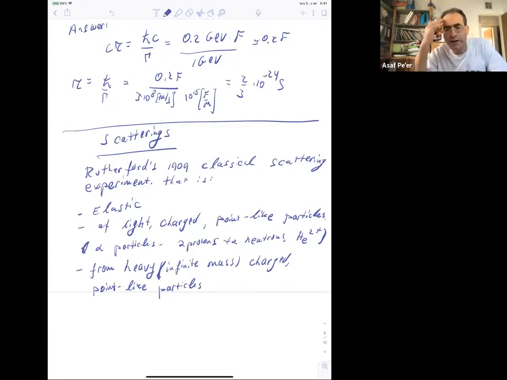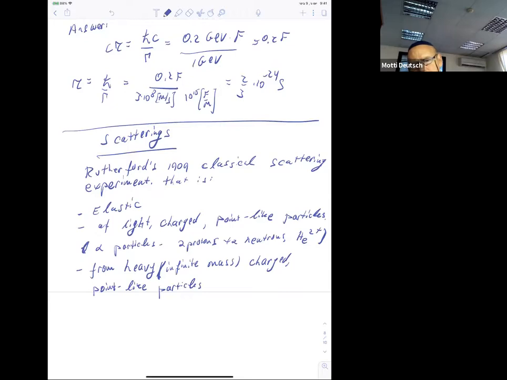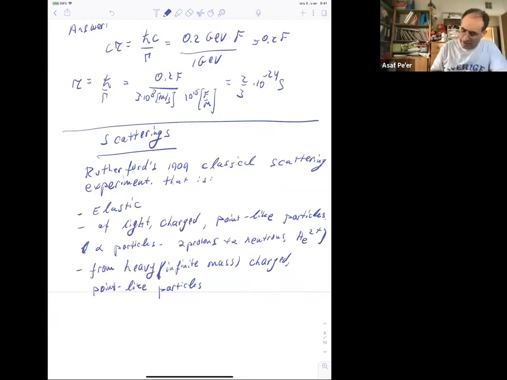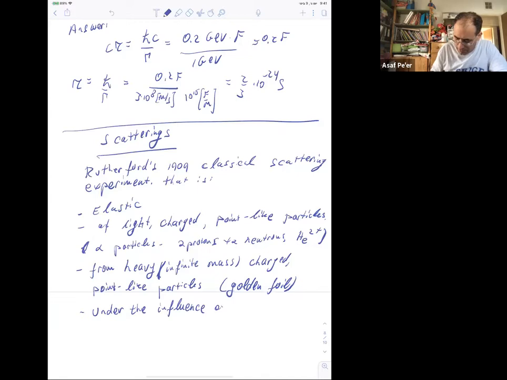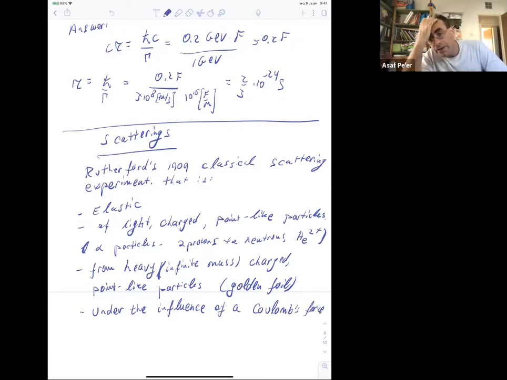What was the target? Gold. It was a golden foil. So the alpha particles came from a radioactive source that he had there, and the target was a golden foil. And of course, the scattering took place under the influence of Coulomb's force.